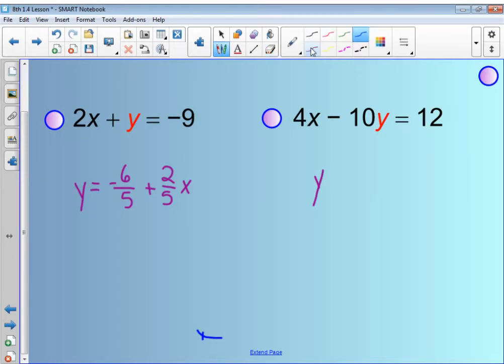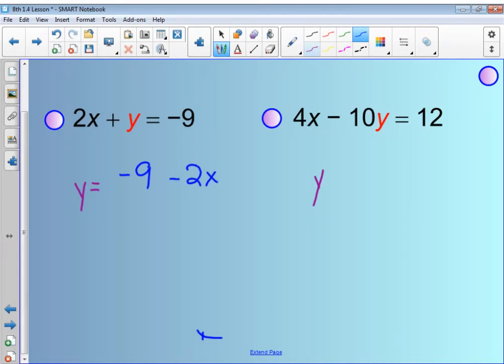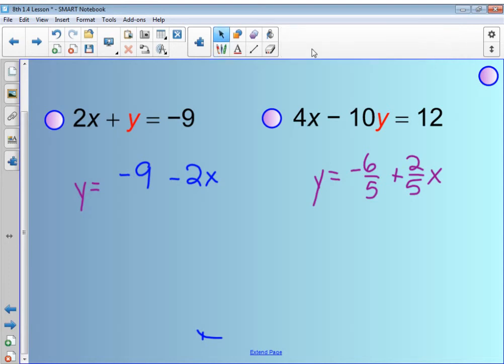Sorry, I flip-flopped these around. Let me rewrite this. Okay, those are the answers that you should have gotten for both of those. And I apologize, I accidentally had them reversed on my whiteboard as I had worked them, so I had them flip-flopped when I went to write them.